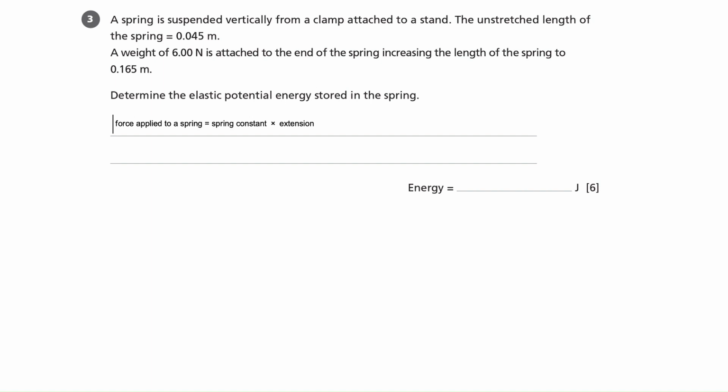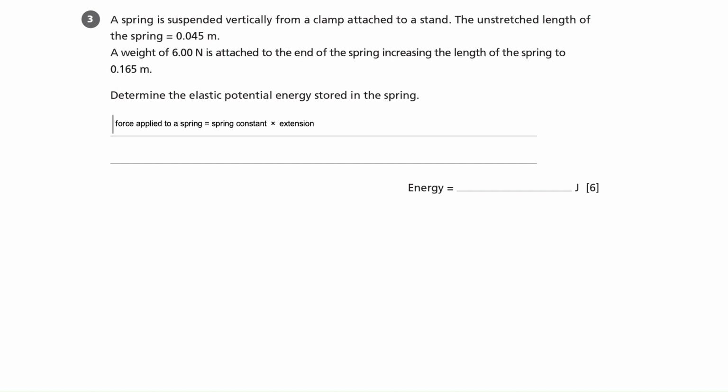A spring is suspended vertically from a clamp attached to a stand. The unstretched length of the spring equals 0.045 meters. A weight of 6.00 newtons is attached to the end of the spring, increasing the length of the spring to 0.165 meters. Determine the elastic potential energy stored in the spring.